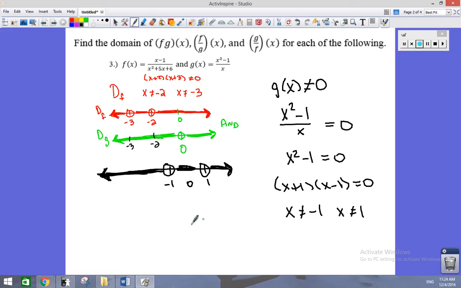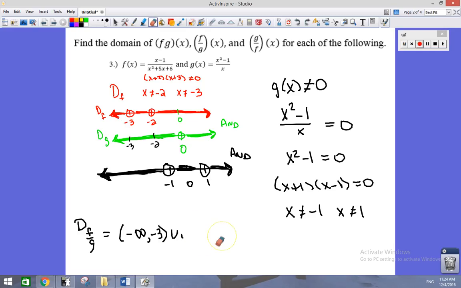Alright, so now the domain of f over g. Negative 3 is not included in all three sets, because you have to be in all three to be in the intersection and in this domain of f over g. So I'm going to throw out negative 3. I'm going to throw out negative 2. I'm going to throw out negative 1, and negative 2 is to the left of negative 1.